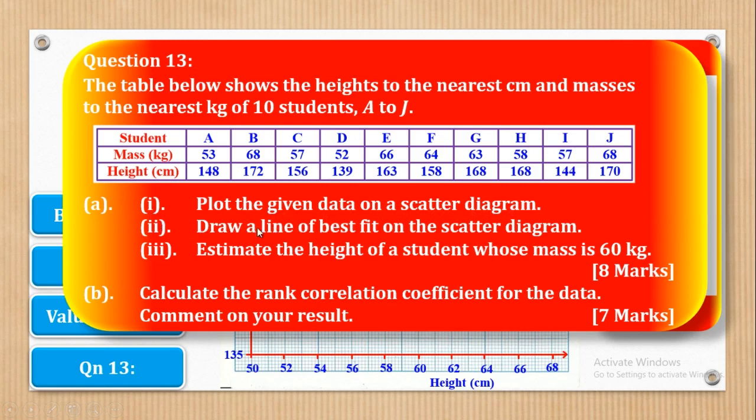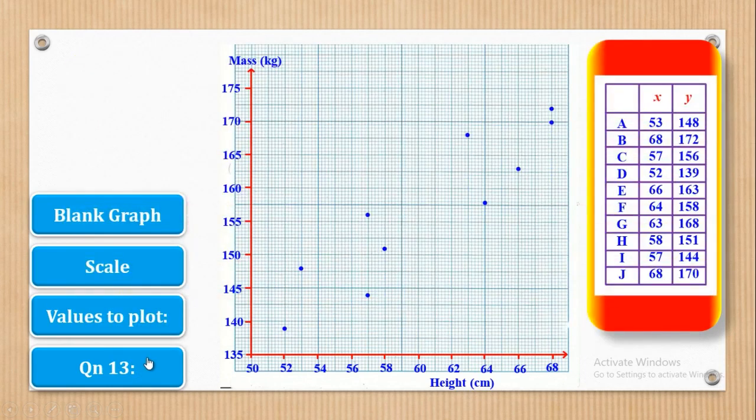Now Roman 2, they want us to draw a line of best fit. For you to draw a line of best fit, you also have to add a point for the mean position. That point is 60.6 and 156.9. After adding it, remember that the line of best fit must pass through this mean point and any one or more points, leaving equal or almost equal points on either side. When you follow that rule, we shall see that our line of best fit will be that.